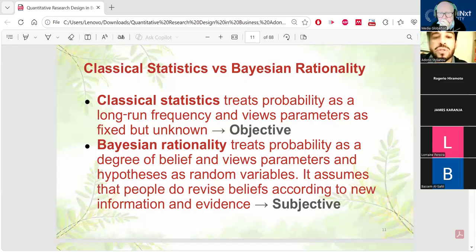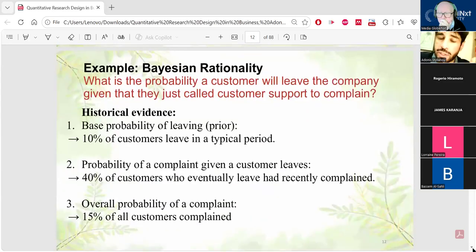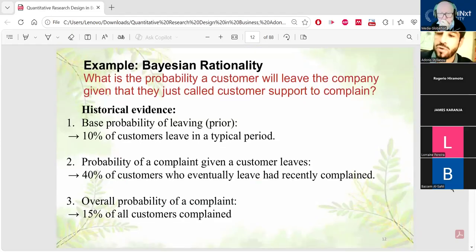And Bayesian rationality allows us basically to approach the statistical methods by using information from the past. Our past experience becomes important in order to understand what's going to happen in the future. Now, this also, although it's very important, has some limitations. But before mentioning those limitations, let me give you an example of Bayesian rationality in business.